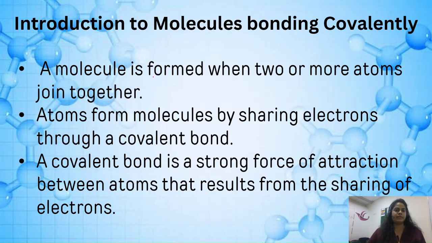Next, introduction to molecules bonding covalently. A molecule is formed when two or more atoms come together. This is the basic idea. Two atoms have to come together in order to form some bond. Atoms form molecules by sharing. Again I am telling you, covalent bonds mean sharing. Up till the end of the chapter, you need to understand that covalent means sharing. A covalent bond is a strong force of attraction between atoms that results from sharing.